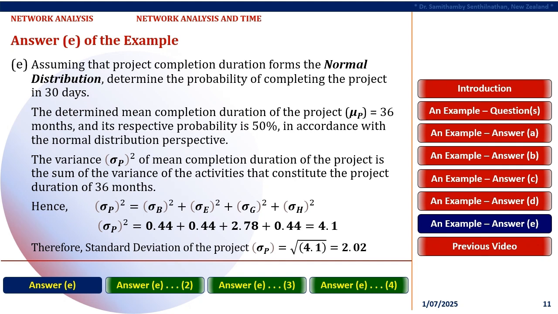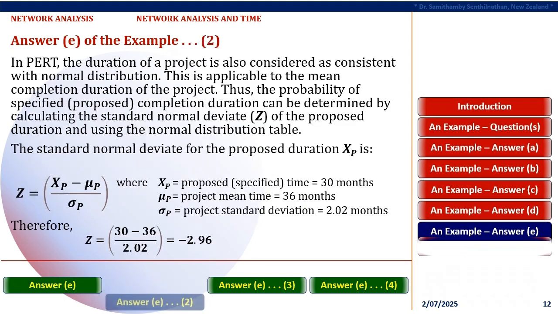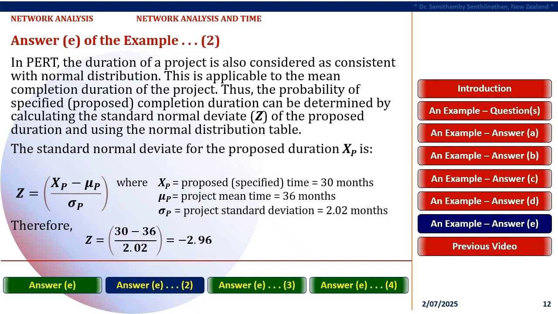In PERT, the duration of a project is also considered as consistent with normal distribution. This is applicable to the mean completion duration of the project, in this case 36 months. To determine the probability of completion duration between mean completion duration μp and given proposed duration xp of a project as a whole, the standard normal deviate zp of the difference of the durations needs to be calculated with the formula for zp. Thus, the probability of specified proposed completion duration, here 30 months, can be determined by calculating the standard normal deviate z of the proposed duration and using the normal distribution table.